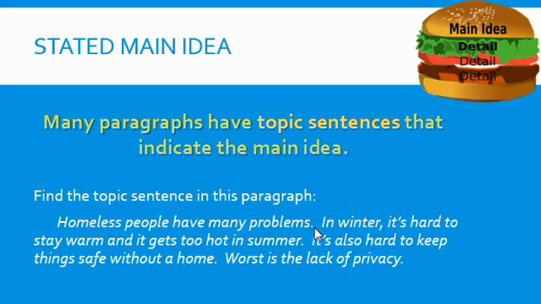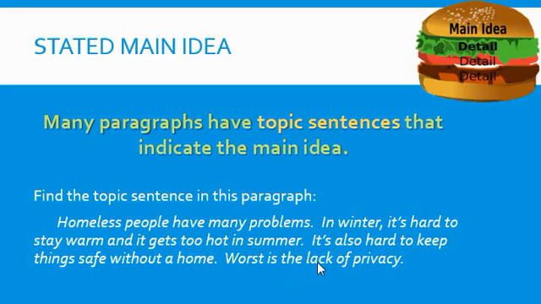The first sentence reads, "Homeless people have many problems." Our detail sentence should be talking about the problems that homeless people have. In winter, it's hard to stay warm and gets too hot in summer. That would be a problem. It's also hard to keep things safe without a home. That's also a problem, so we found two detailed sentences.